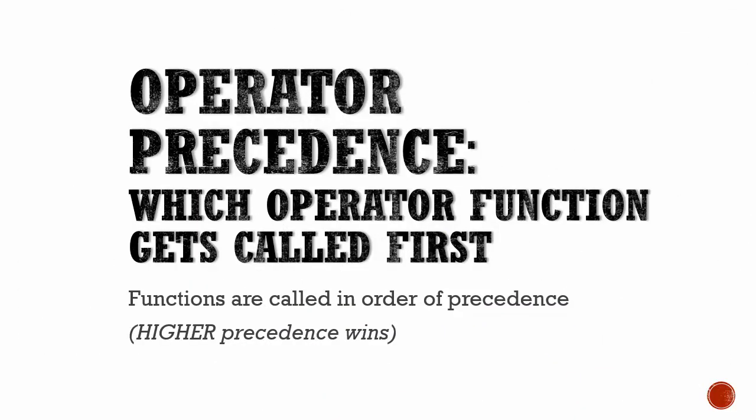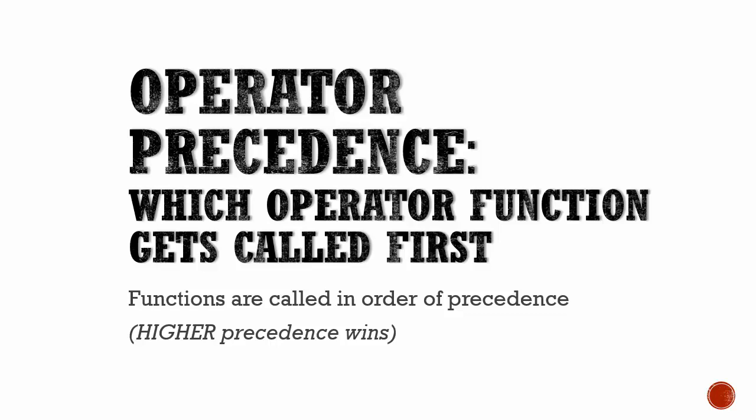Operator precedence just means which operator function gets called first when there's more than one on the same line of executable code. And functions then are called in order of precedence. The higher precedence wins. So if I have more than one operator, the JavaScript engine will call or invoke the operator with the higher precedence first, or the highest, and then down the line from there. We'll see an example in just a bit.